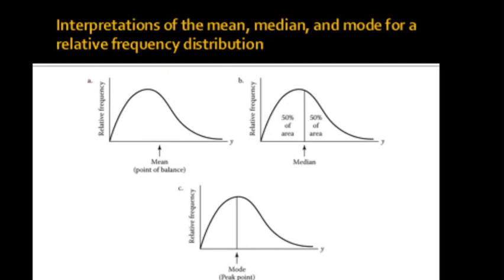Here is a look at how we can understand these three measures with respect to the relative frequency distribution. If you look at the first graph here, the mean can be treated as the point of balance for our graph or for our data. The median will be where we have 50% of observations below and 50% above it. So it's 50% area above and below the median. And the mode denotes the peak of the distribution.